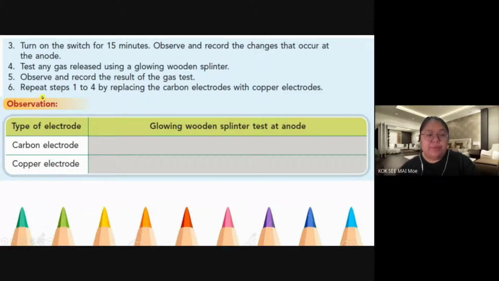After that, you need to repeat, where the carbon electrode is replaced by the copper electrode. We see what happened. From here, I don't want you to use this observation table because it is too simple. We want you to write what happened at the cathode and anode. This one is only overall. So for the carbon, you need to explain the cathode and anode, and for the copper, you also need to explain the cathode and anode, what happened.